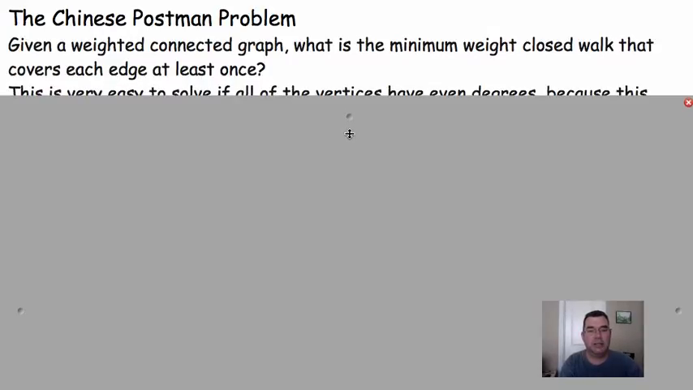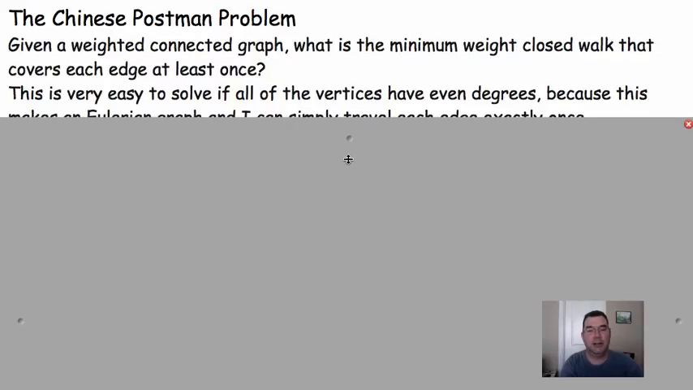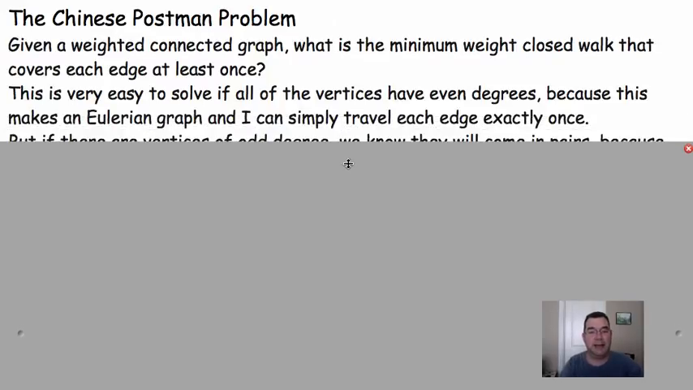So there's a few things that can happen with the graph that you're given. If you have a graph that has every vertex with an even degree, meaning there's an even number of edges leaving that vertex, it's a really easy problem, because for every path that leads to that vertex, there's a path that goes away from that vertex. So it's really easy to travel every edge exactly once.